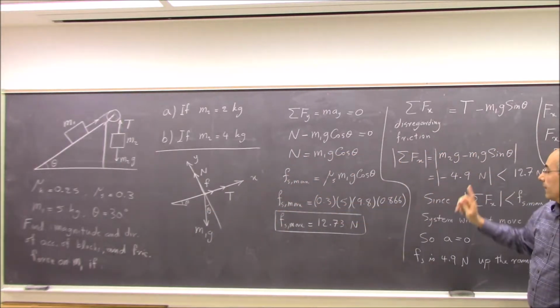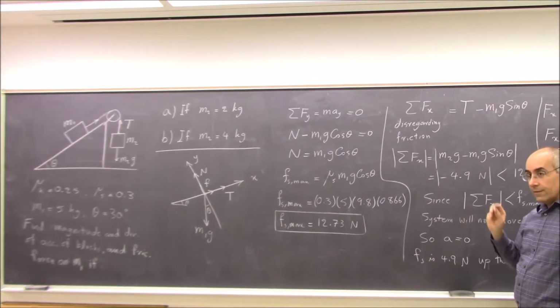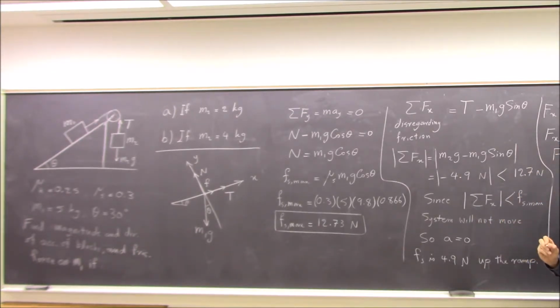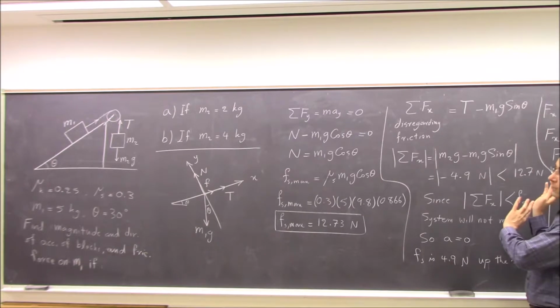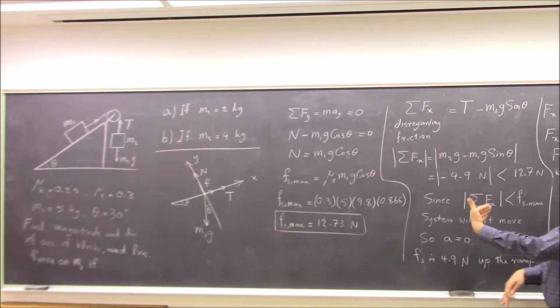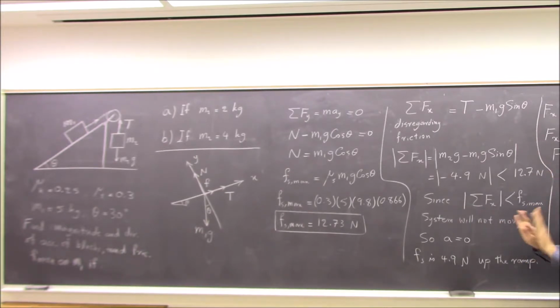Therefore, because there's no acceleration, the static friction just balances that. Right. So if the total force is 4.9 Newton down the ramp, the friction will be 4.9 Newton up the ramp to balance that exactly. Makes sense. And it's about trying to balance it exactly because a is 0. a is 0, yes. Does that make sense?